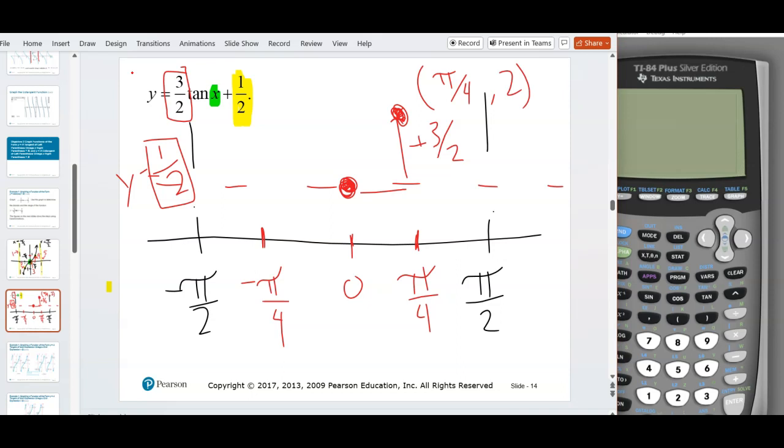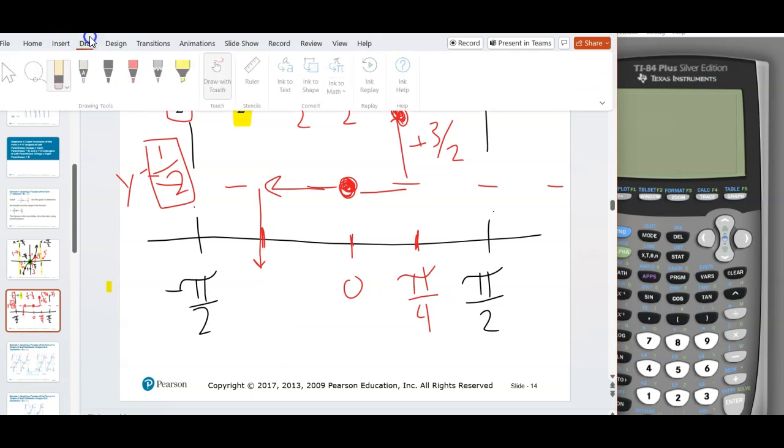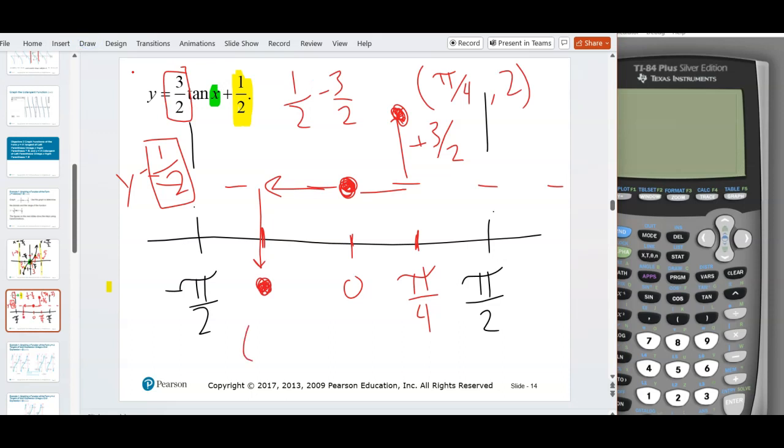Likewise, when I go to the left, I go to the left pi over 4 units. Typically I go down 1 unit, but I'm going down 3/2. So I would go down 3/2 from 1/2. Again, 1/2 minus 3/2 is negative 2/2 or negative 1. At this lower number, I'm going to erase the negative pi over 4. This lower number, I will hit negative 1. So this would be negative pi over 4, negative 1.